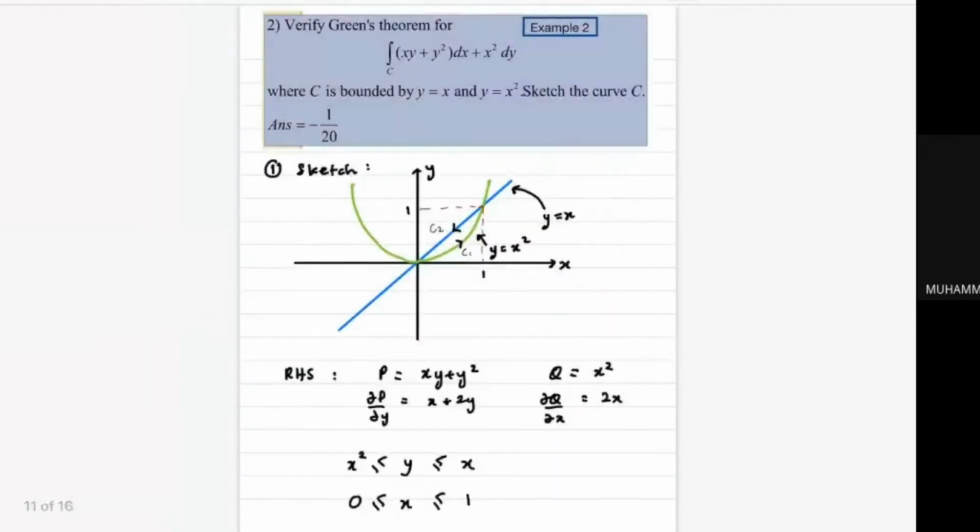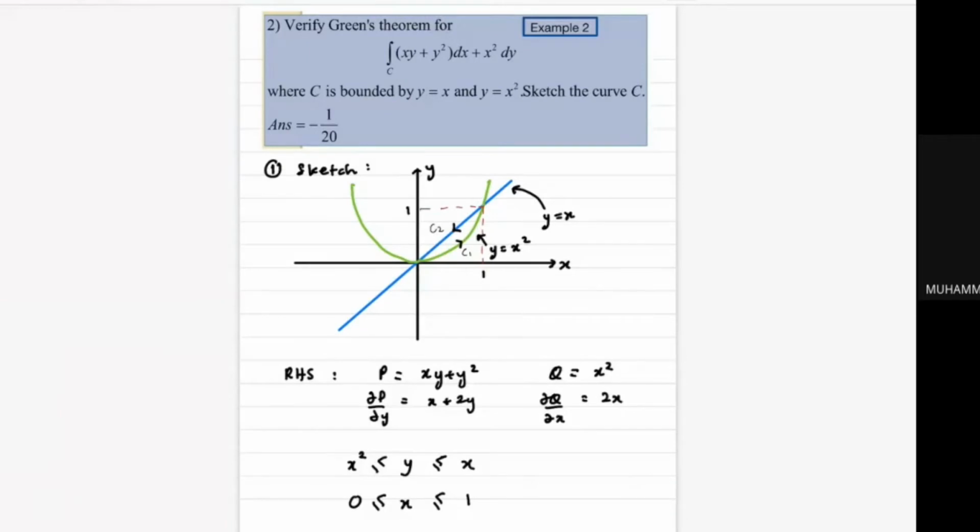Example number 2, okay, verify Green's theorem. Verify and prove means you have to show both sides, left hand side and right hand side. Again, integrate xy plus y squared dx plus x squared dy, where C is bounded by y is equal to x and y is equal to x squared. Sketch the curve C. First step is to sketch your region or your figure.